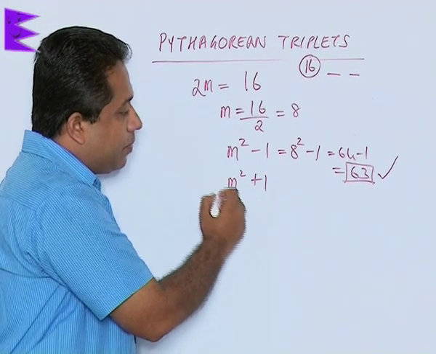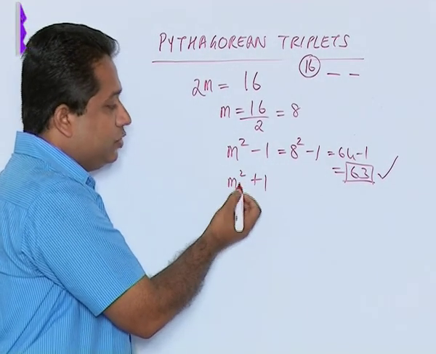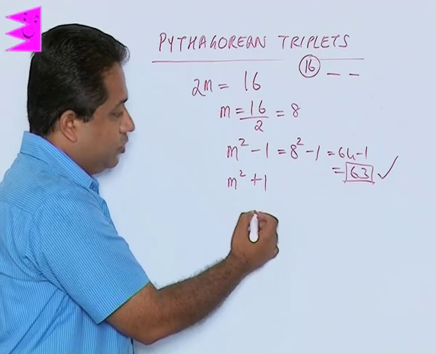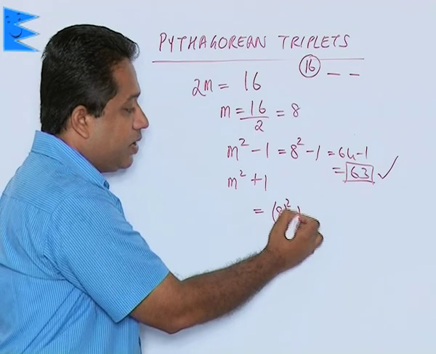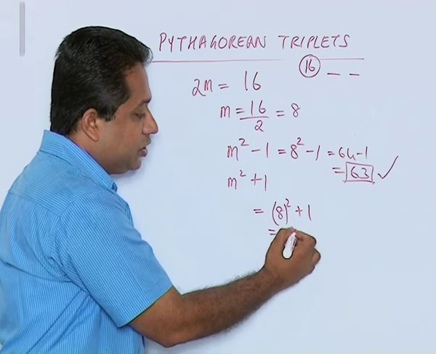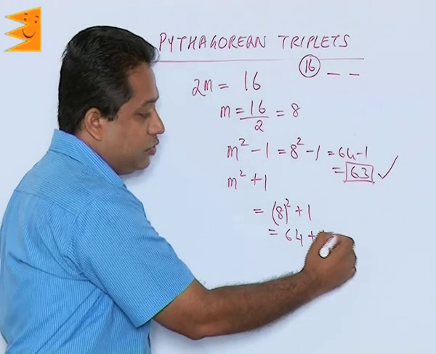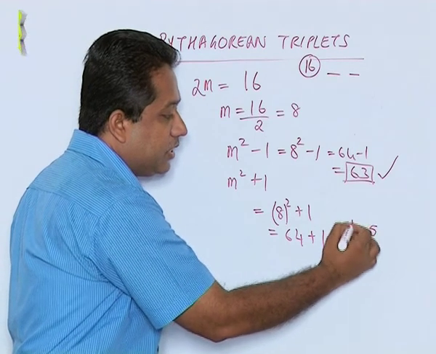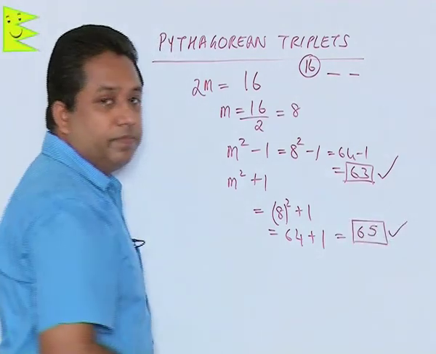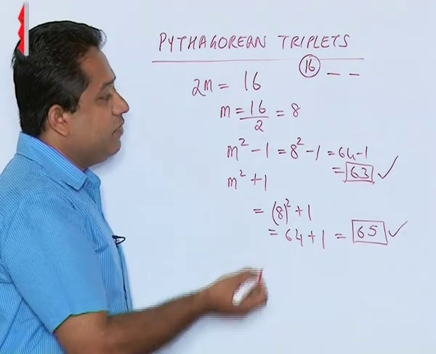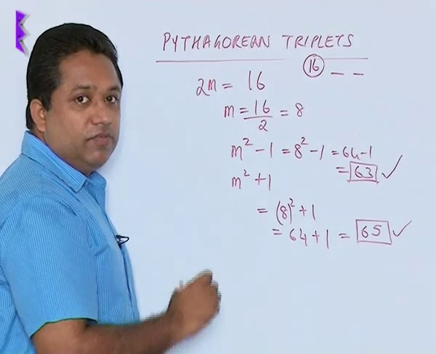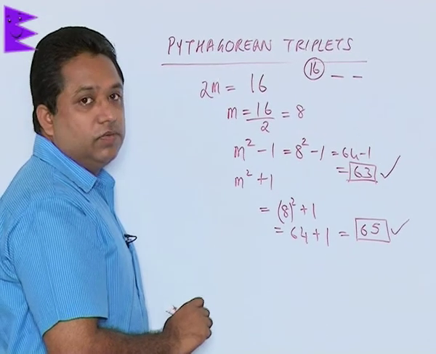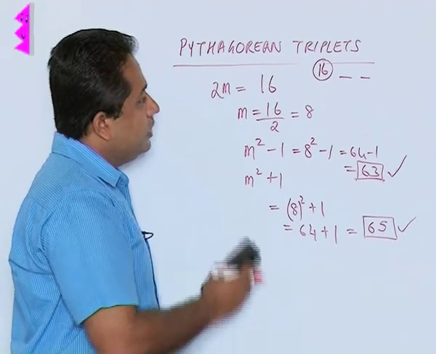What about the third member? The third member can be found out by using m square plus 1. So, m square plus 1 indicates the value of m is 8. So, 8 square plus 1, this is going to be 64 plus 1. So, we get the third member of the Pythagorean triplet as 65. So, in this manner we will be able to find out the members of the Pythagorean triplet if any one member is given. Another example can be taken.